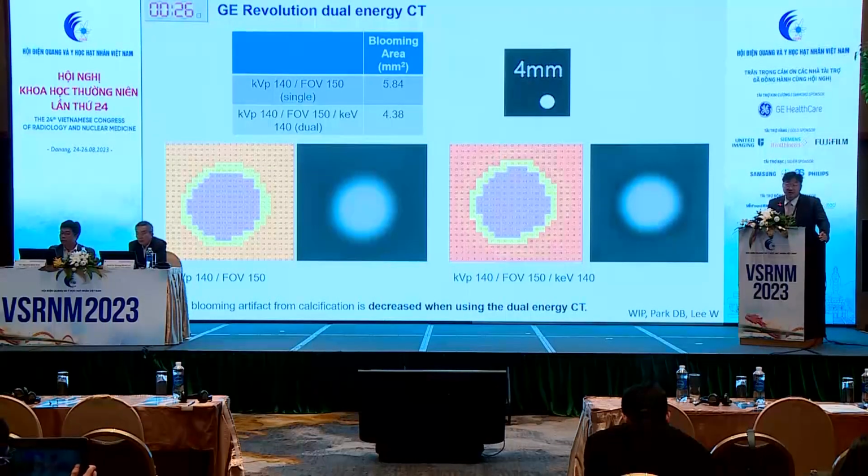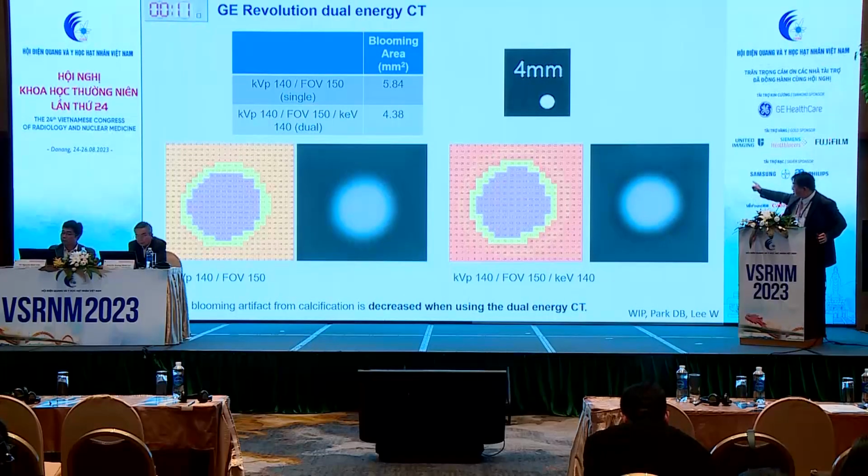How about virtual monochromatic imaging? I tried that with dual energy CT. The blooming artifact from calcification is decreased when using dual energy CT, but look at this image. There is already a black hollow surrounding the calcification, which means a somewhat overshooting correction. So it decreases the calcium area but gives us another artifact around the calcification. So I think this is also not a solution for calcification.